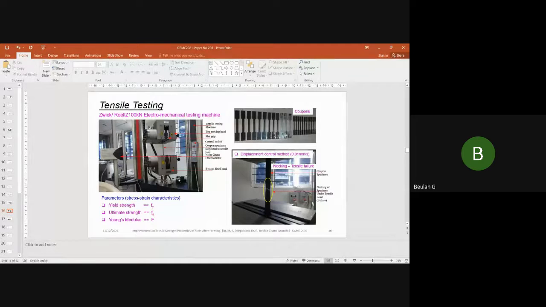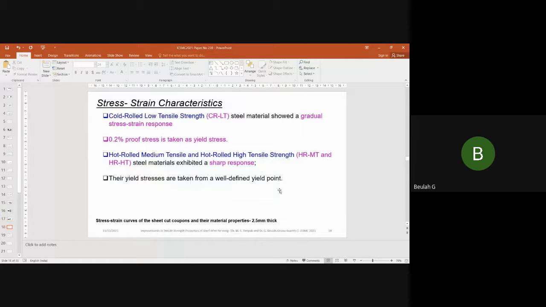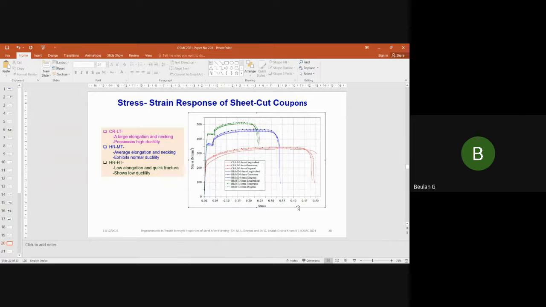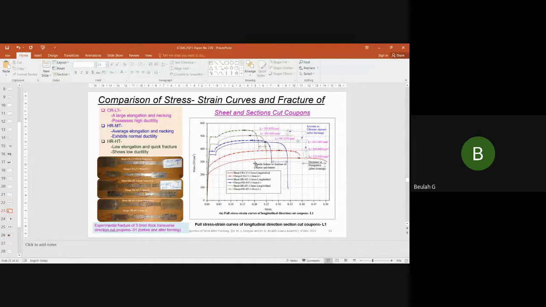Yes, sir. So this is the tensile testing machine, and here the displacement control method is used. The stress strain graphs for the low tensile, medium tensile, and high tensile steel are presented here. You can see for the low tensile the large elongation and necking, for the medium tensile it exhibits normal ductility, and for the high tensile it has low elongation, quick fracture, and shows a low ductility pattern. So these are some of the outline of the tensile testing outputs.